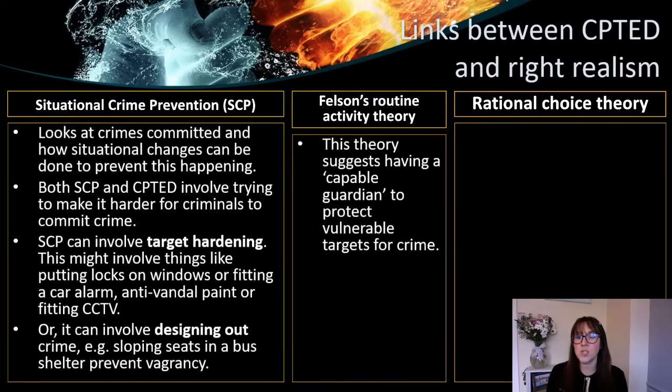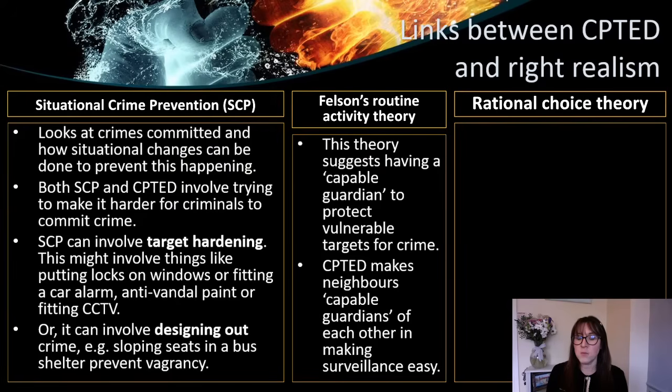Felson's routine activity theory. The theory suggests having a capable guardian to protect vulnerable targets for crime. CPTED makes neighbours capable guardians of each other by making surveillance easier. So often you have in certain areas neighbourhood watch, which was a big popular thing in the 80s and 90s. I think it's still done a lot in America, but you can be part of a neighbourhood watch where people go around and watch the neighbourhood, making sure that things aren't happening that shouldn't be.